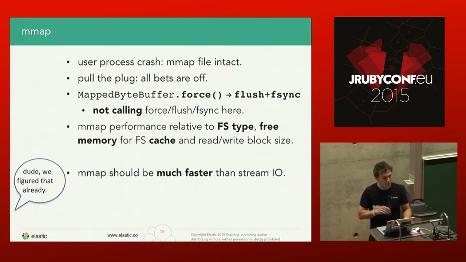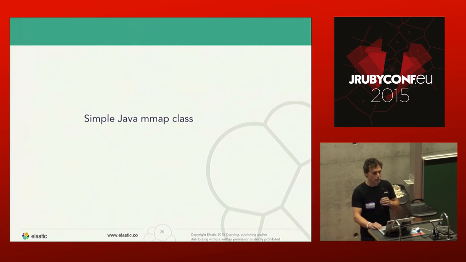The performance of memory mapping is going to be relative to your file system type, the free memory that you have in your system for the file system cache, and the read-write block size. Normally, mmapping should be much faster than streaming I/O. This is what's to be expected. Okay, so first, we're going to look at a simple Java implementation for memory mapping. Now, I don't know if I can pull that in here.